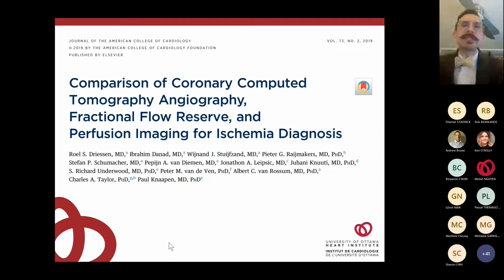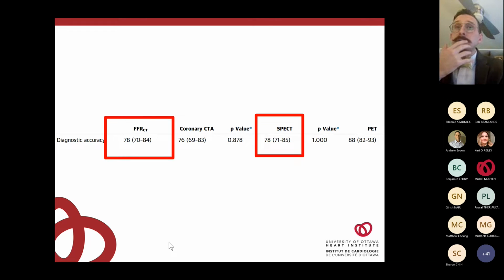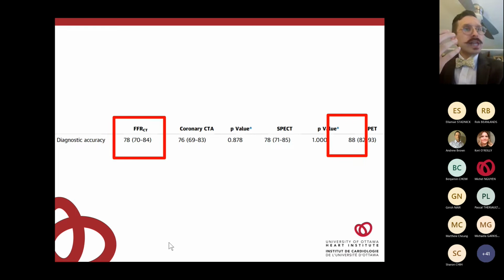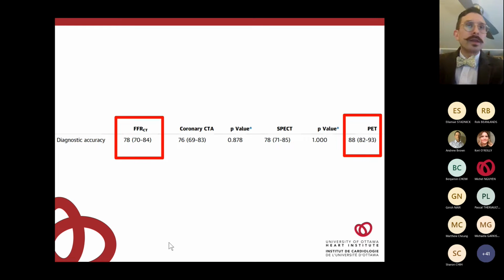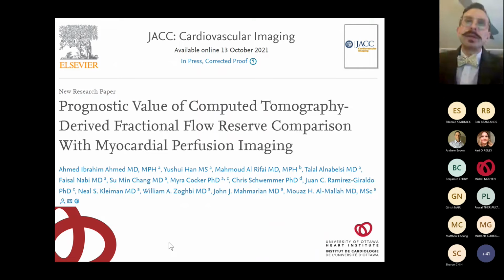For example, when FFRCT was compared head-to-head to SPECT and PET in a post-hoc analysis of the PACIFIC trial, its diagnostic accuracy was similar to SPECT perfusion imaging on a per-patient analysis, and it was actually significantly lower than PET. In addition, the value of FFRCT for coronary lesions that are in the range of 40 to 70% remains disputed.